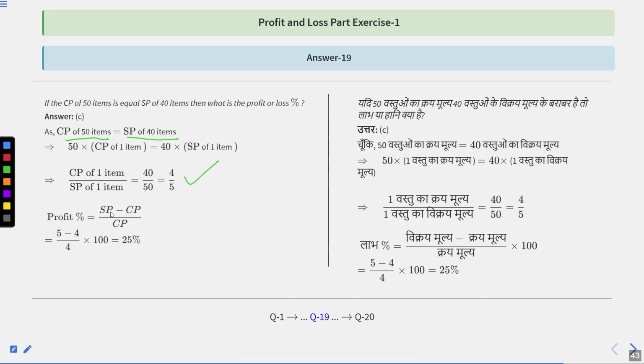How much profit is it? 1 unit. SP minus CP upon CP multiplied by 100. So 5 minus 4 upon 4 multiplying by 100, we get 25% profit. So C is the correct answer.